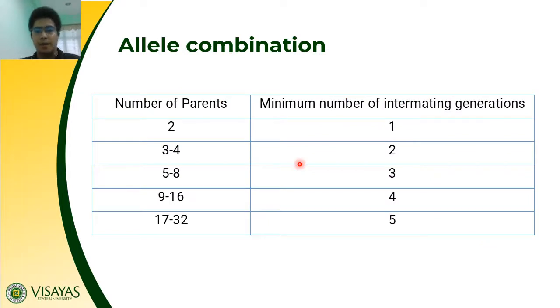So to summarize, you can have this minimum number of intermittent generations based on this number of parents. If you have 2 parents, then you have at least 1 intermittent generation. If you have 3 and 4, the required number of intermittent generations is 2, 5 to 8 is 3, 9 to 16 it's 4, and 17 to 32 it's 5. So bear in mind this number of parents. This influences the number of intermittent generations if you want your population to have a mixture of alleles coming from the number of parents you used.